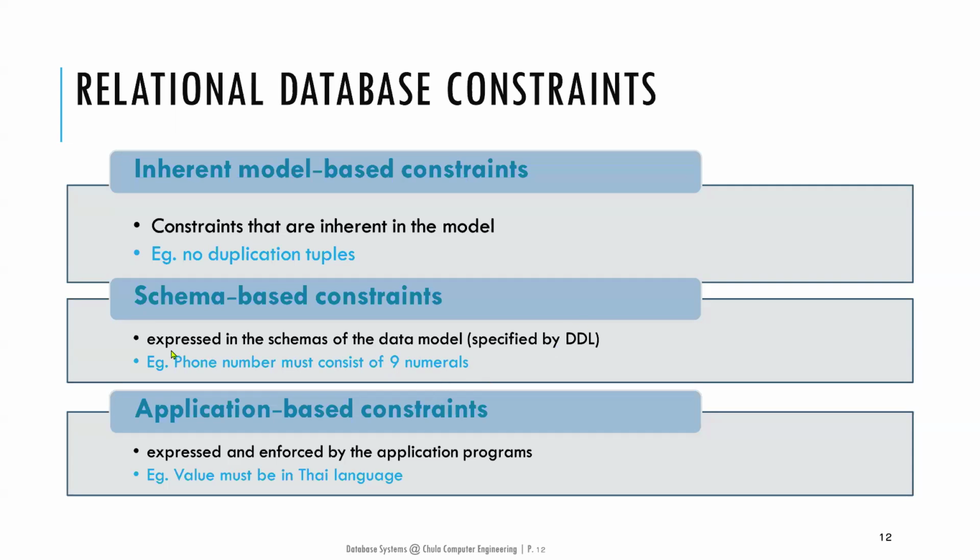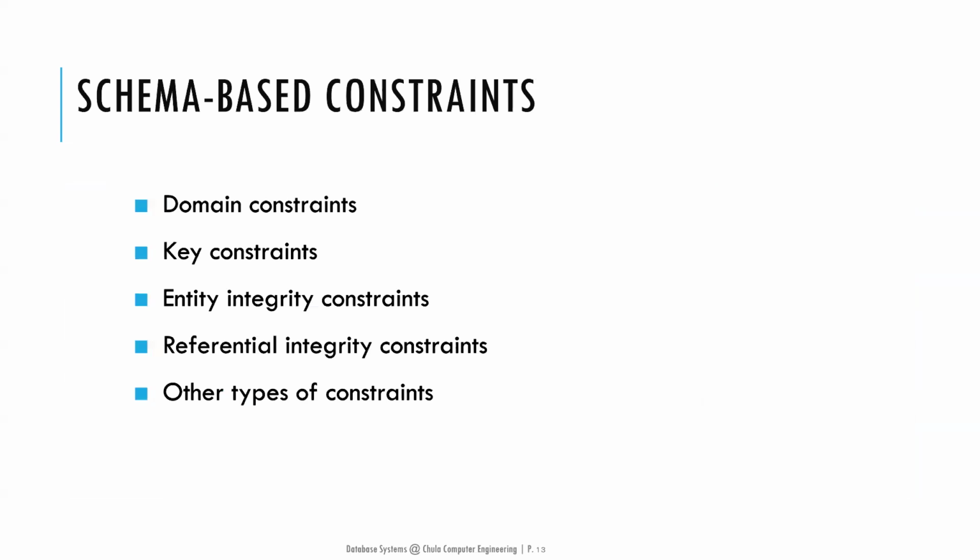Now, within the database, you cannot really keep every constraint there is. In that case, other constraints that cannot be handled by the database will be handled at the application level. So when we have to take care of the constraints within the application, we call them application-based constraints. For example, the value must be in Thai language. So this cannot be expressed within the schema, so you have to write it out within the application itself, right?